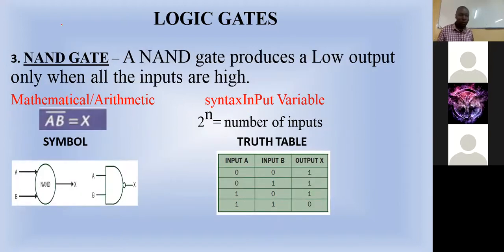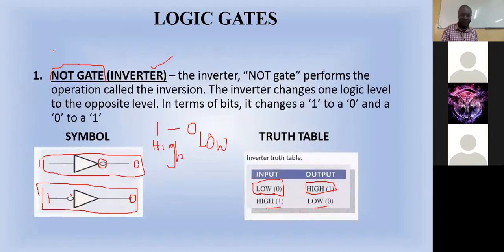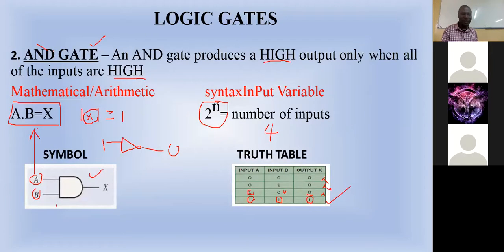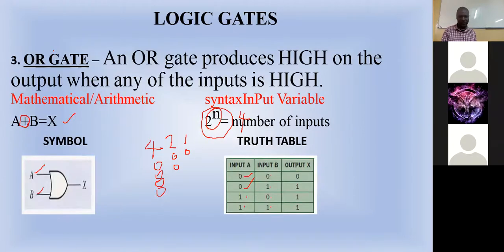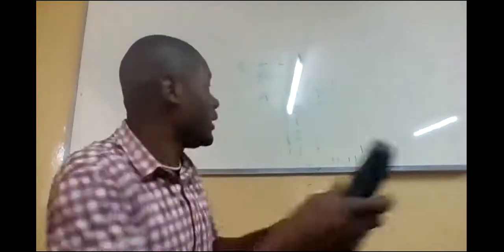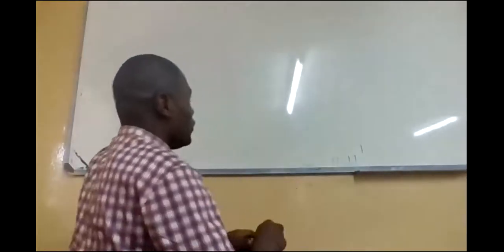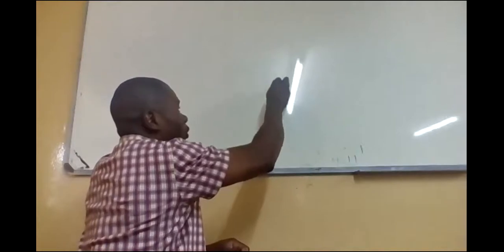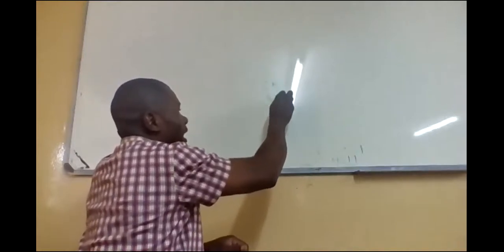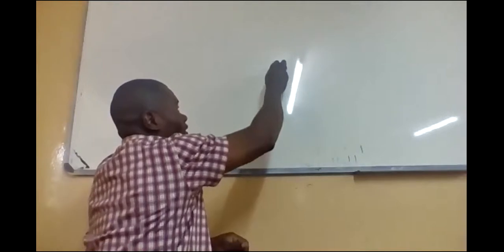Next, there is what we call the NAND gate. So the most serious and important gates that you fully need to remember are the NOT gate, the AND gate, and the OR gate. If you understand these 3, you are not going to have any problem with the rest of the gates. So please understand the OR gate, the AND gate, the NOT gate.